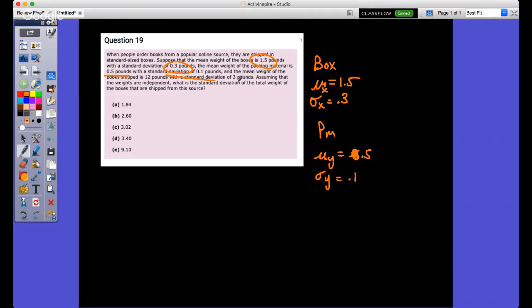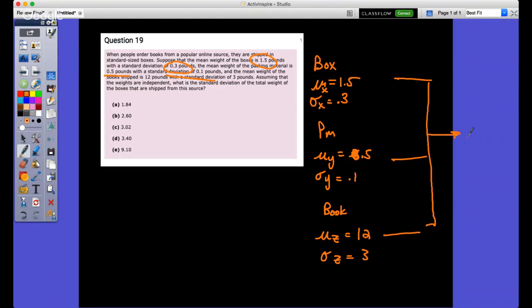And then the book shipped is 12 pounds. The book, we'll call this Z, has a mean of 12 pounds and a standard deviation of 3. Assuming that the weights are independent, I'm guessing we're trying to get all 3 of these things together to make one shipment, right? It's like we put them all together. It says, what is the standard deviation of the total weight of the boxes that are shipped from this source?